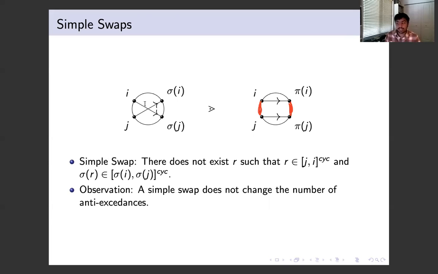Now, the cover relations in the circular Bruhat order are exactly swaps which turn simple alignments into crossings. So the picture above shows that we can turn the simple alignment into a crossing. And it's easy to check that this operation preserves the number of anti-exceedances, but it may change the set of anti-exceedances, which will be important later.